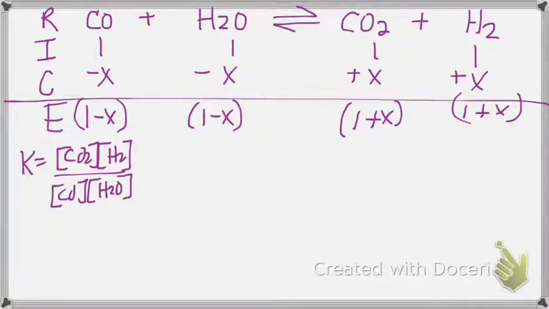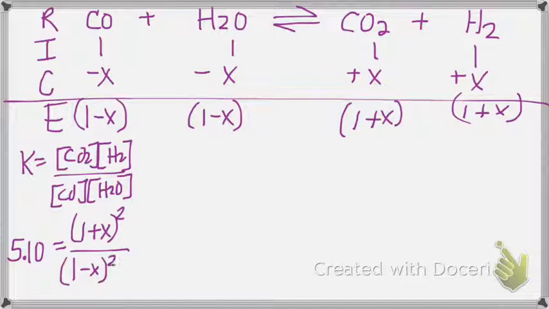So when I plug this in, it gave us in the problem that K was equal to 5.10 equals 1 plus X, oh, looky there, it ends up being squared, right? Over 1 minus X squared. Well, that just got a little complicated, or did it? What can I do to simplify that?